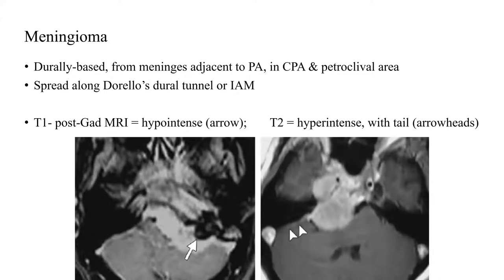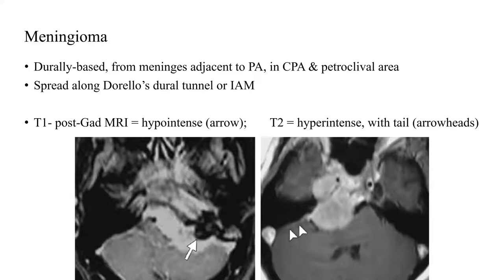The next lesion is meningiomas, which are usually based on the dura, obviously from meninges adjacent to the petrous apex, so usually in the cerebellopontine angle and the petroclival area. They tend to spread along Dorello's canal, which is the dural-lined tunnel for the abducens nerve, or the internal auditory meatus.